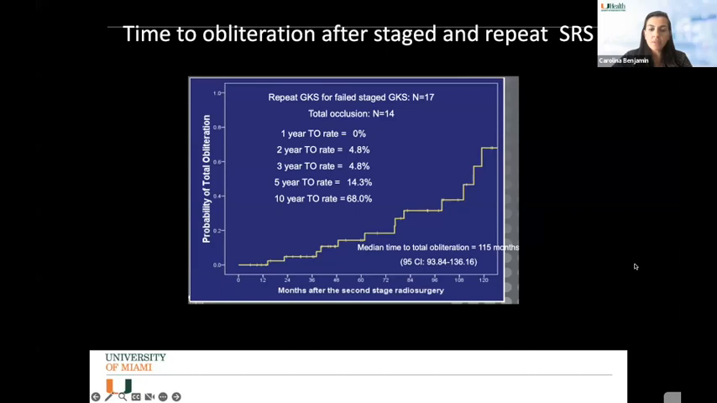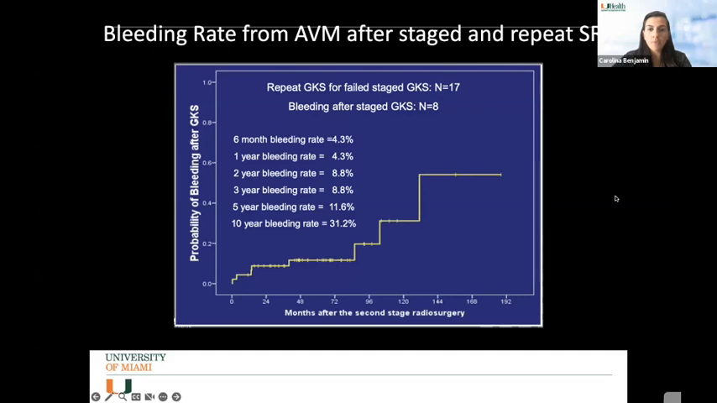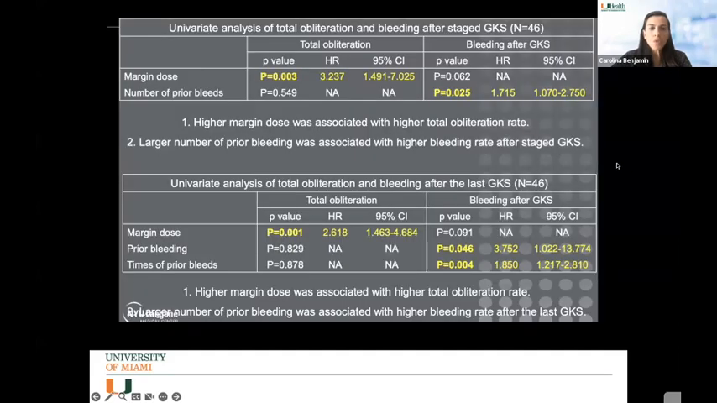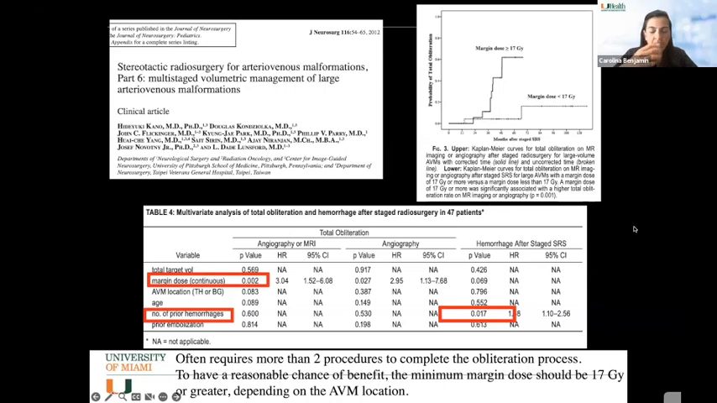So again, these are patients you're going to be seeing consistently, following with MRIs. You're going to be getting that angiogram at about 3 years. Sometimes you delay that to about 4 years, and then talk about repeating a procedure at that point. So higher margin doses were associated with higher total obliteration rate, and the larger number of prior bleeding was associated with higher bleeding, as we've seen. And that was present in the univariate analysis as well as multivariate analysis. So the staging proved to be efficacious for single center studies.